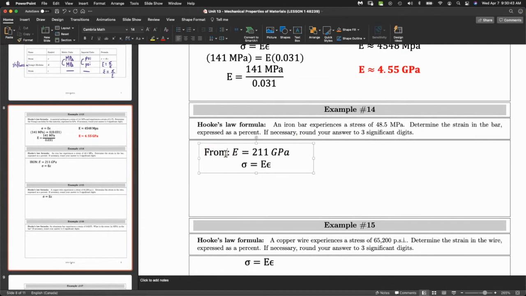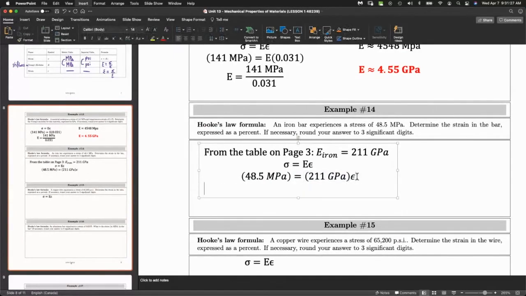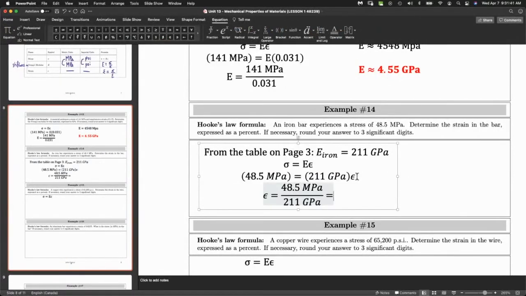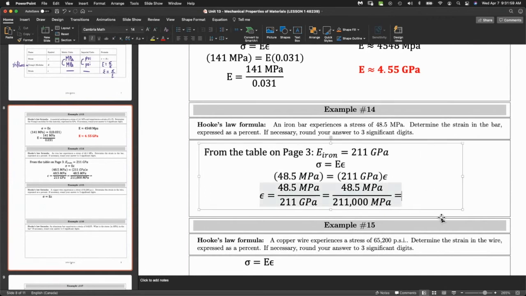So let me just say here from the table, let me just put a subscript there. Maybe that's easier. There we go. So then we have the stress. You see that there's a little bit of a discrepancy between the two units. We'll deal with that shortly. Let's convert them both to megapascal or both to gigapascal. It doesn't matter which way, as long as you make them the same. So there, I just decided to go with megapascal because strain should have no units to it.